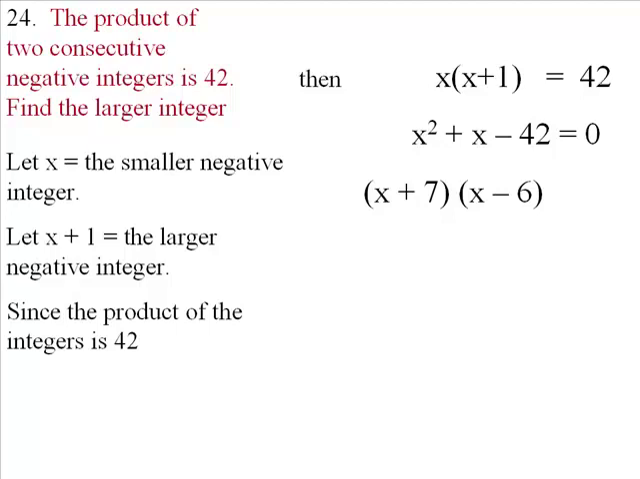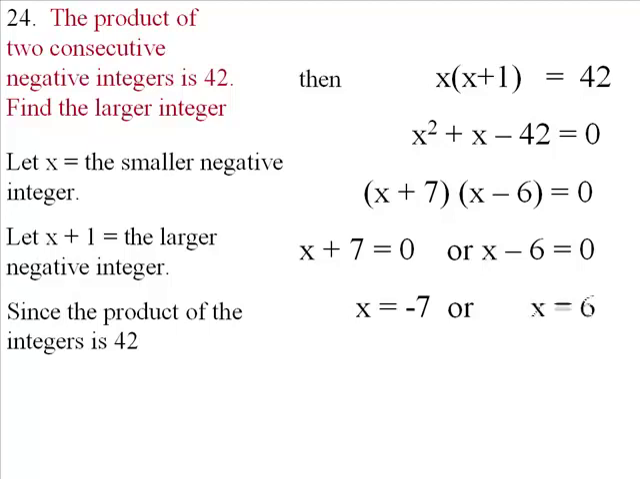This product of x plus 7 times x minus 6 equals 0. So using the product rule, we can split this into two equations where x plus 7 equals 0 or x minus 6 equals 0. If x plus 7 equals 0, then x is going to be minus 7. If x minus 6 equals 0, then adding 6 to both sides, we have x equal to 6.